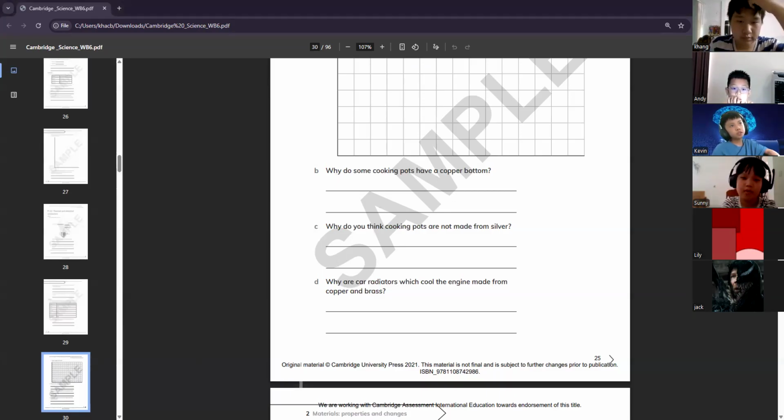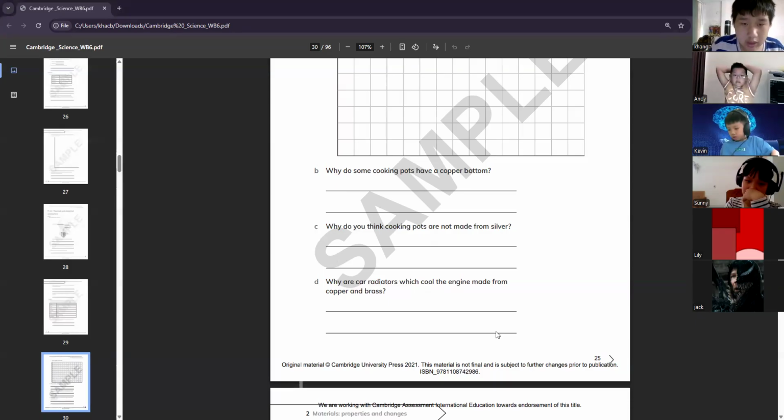So yes, copper is used to transfer heat very well. And the reason why they are not made from silver, even though silver is better, is because silver is a very expensive material. And it's only better by a little bit. It's not too good. So you aren't really profiting anything when you're doing that.